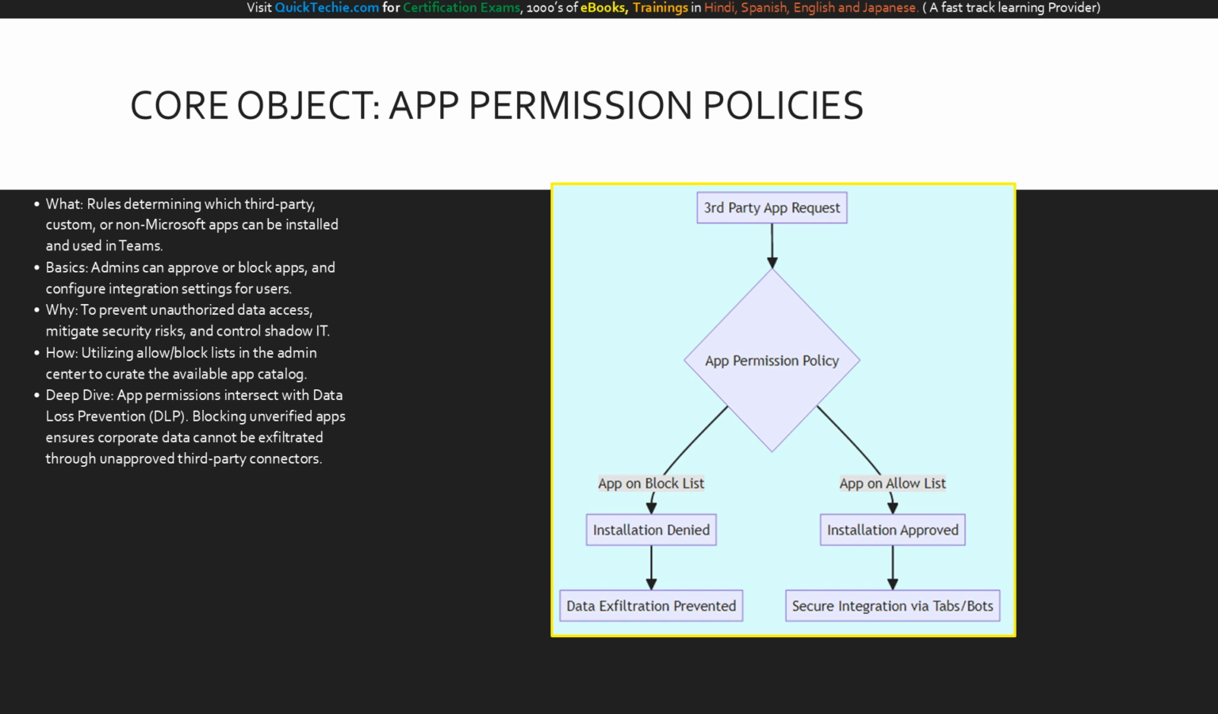If the app is on the allow list, the path moves right, installation is approved, which then allows for secure integration into the team's client via tabs, bots, or connectors. This automated gatekeeping is vital for your security posture.